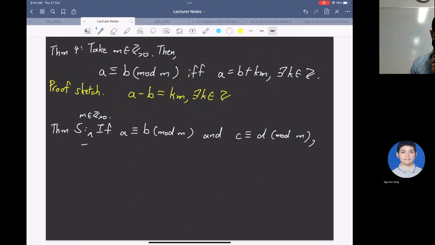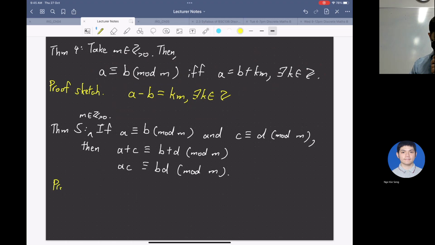So the claim is, you can add the right-hand side, and also add the left-hand side, and they are congruent to each other again, mod M. Or you can multiply on the left-hand side, and also multiply on the right-hand side, and then you also get a congruence. You can try to prove this.